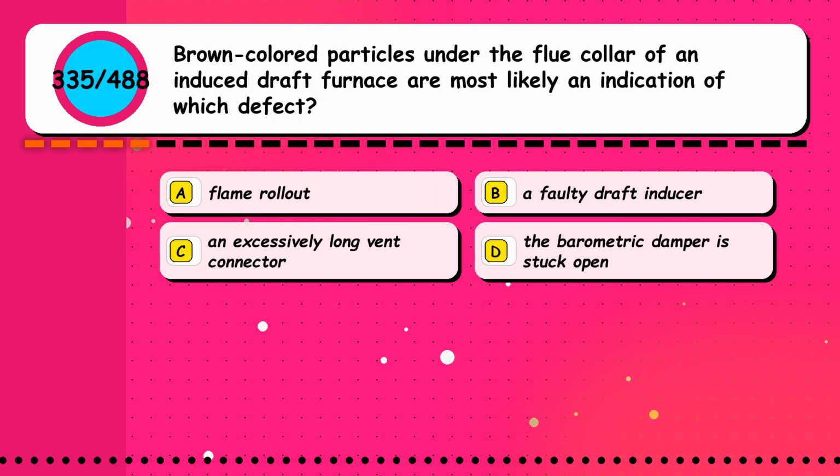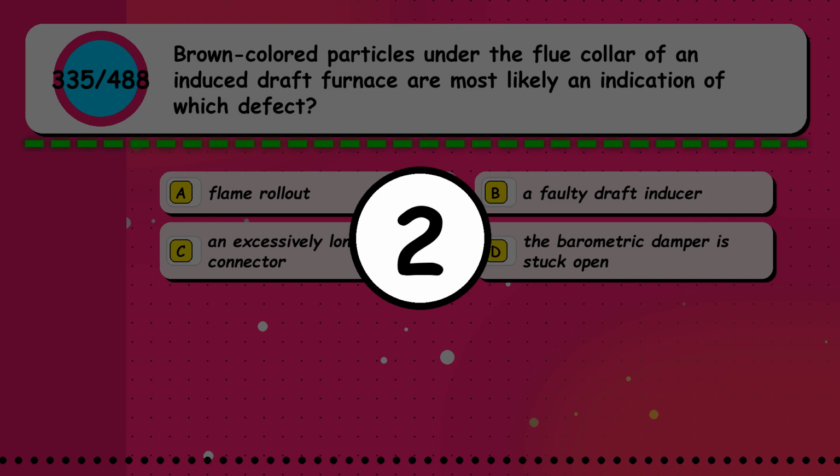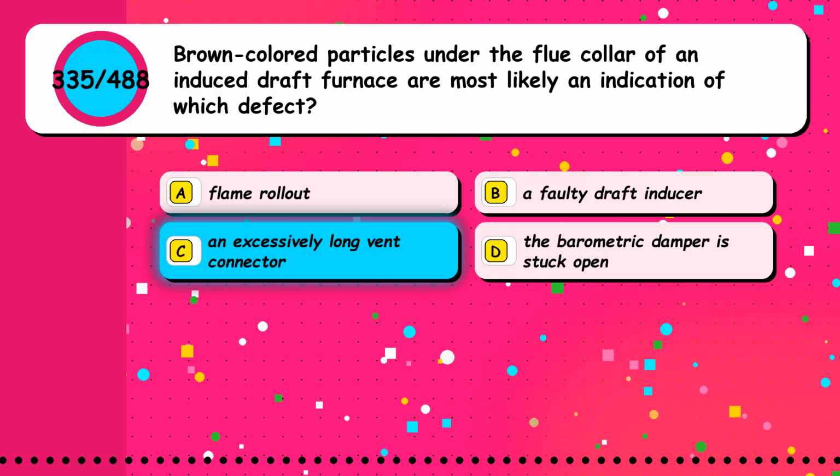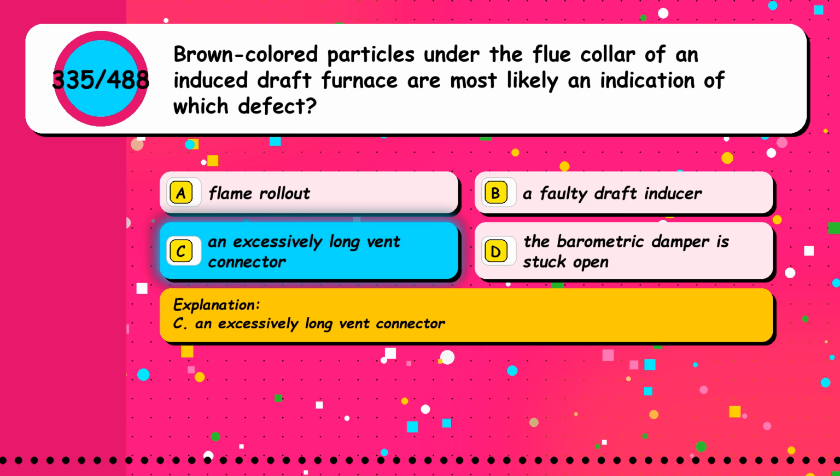Question 335. Brown-colored particles under the flue collar of an induced draft furnace are most likely an indication of which defect? Option A. Flame rollout. Option B. A faulty draft inducer. Option C. An excessively long vent connector. Option D. The barometric damper is stuck open. The correct answer is option C. An excessively long vent connector.